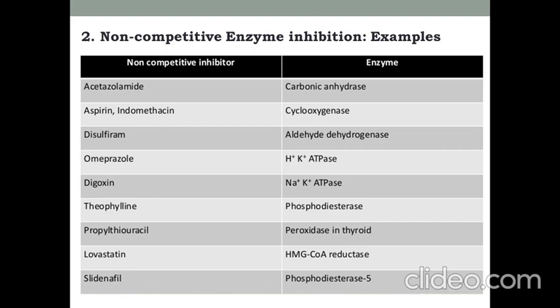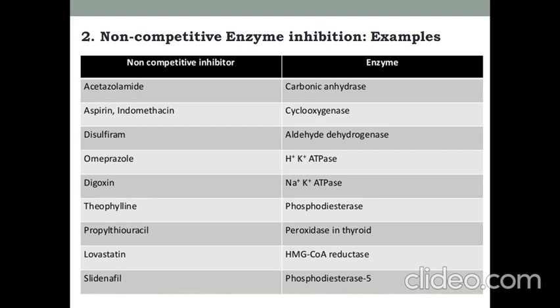Next one is omeprazole. Omeprazole is used as a proton pump inhibitor, and in case of acidity, we should use omeprazole. It works on the proton potassium ATPase pump and inhibits this pump and reduces the concentration of H+ ion in our stomach and finally reduces the HCl secretion.